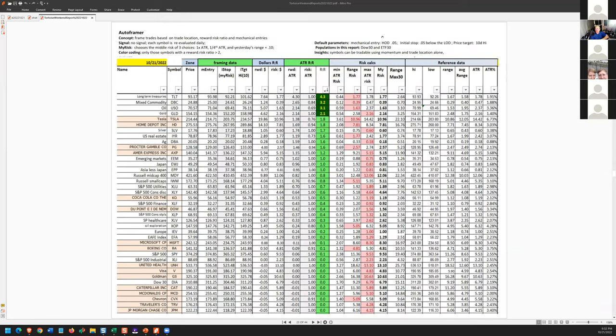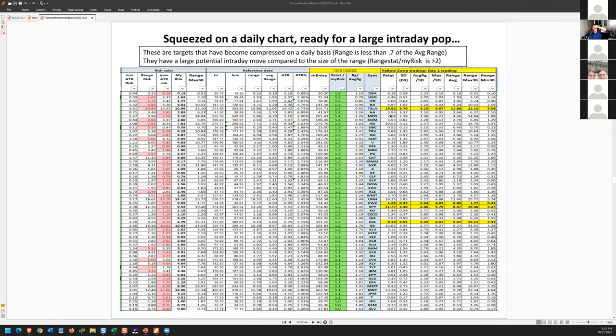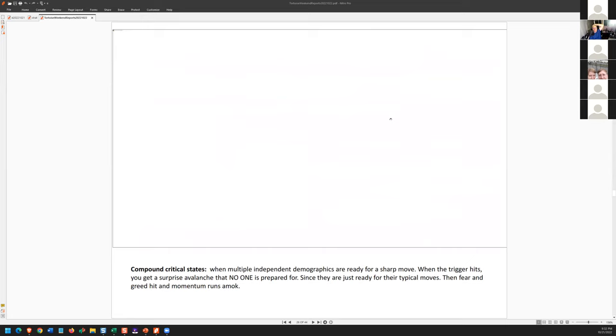Just a handful of auto framers. DBC is the most interesting because energy is strong in it, yet it still has a 3-to-1. So you like to see that. More room in energy is what that's saying. No squeezes because today was a large range day.